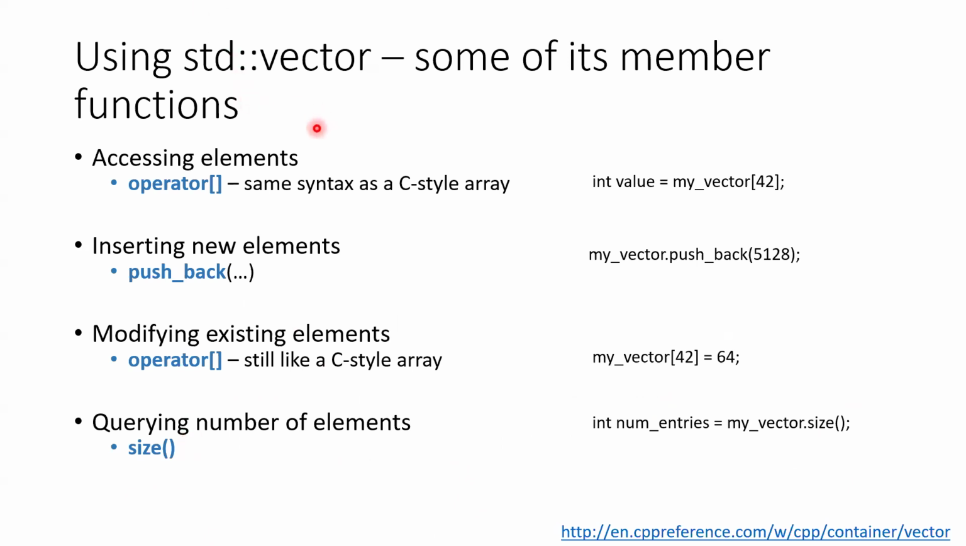And that's vector. For std::vector, it has the operator square brackets, so you can access any element like how you would access in an array. You can read it and set it. The push_back function inserts a new element to the end of the array. And because the array grows in size, if you need to know the size at some point, you can just call the size function.